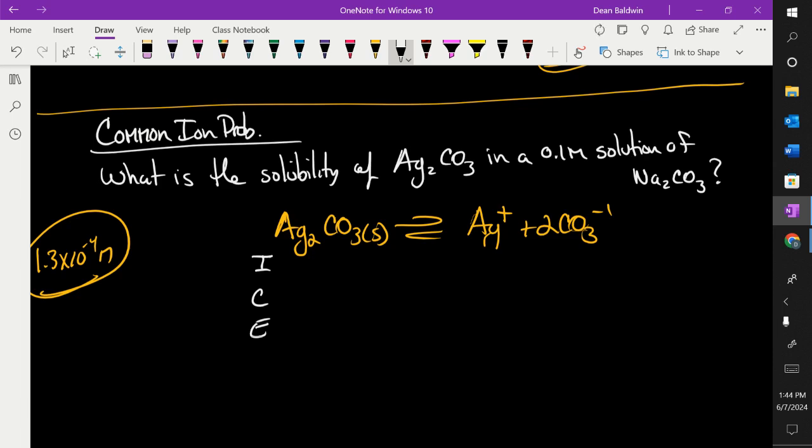How much carbonate do we have initially? Before you put in any of this, we just have a beaker sitting there of sodium carbonate. It's Ag2CO3, and that's important. We just have a beaker. We have a 0.1 molar concentration of sodium carbonate. Does everybody agree with that?